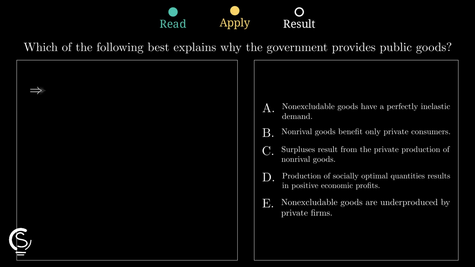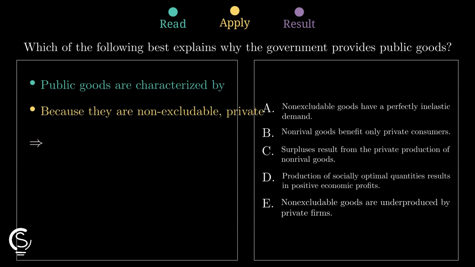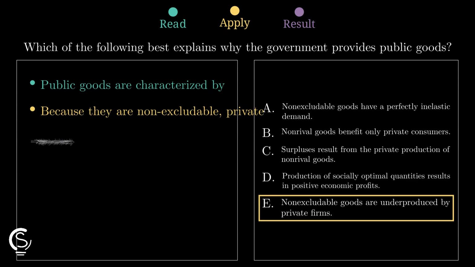Because they are non-excludable, private firms cannot easily charge users. This creates a free rider problem where people benefit without paying, so private companies have no incentive to produce them. This lack of profit leads to underproduction by the private sector. Therefore, the government must provide them, making option E our final winner.